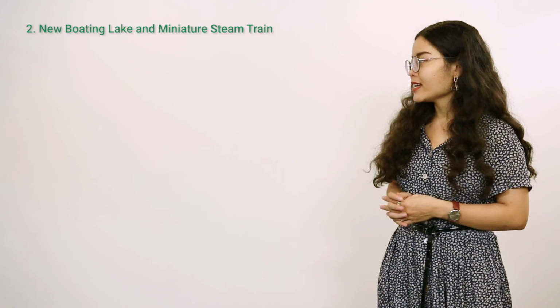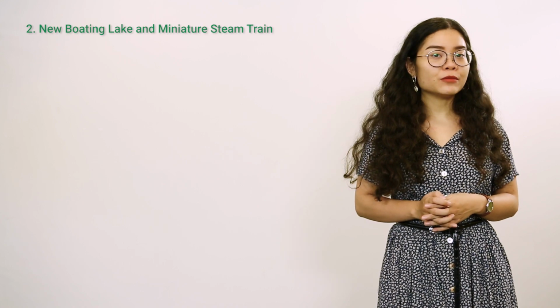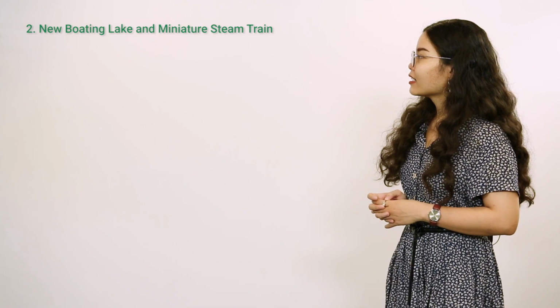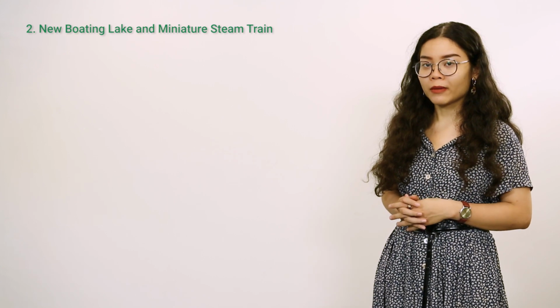All right, so it comes to the second question with 2 answers. What would be yours? My answer is new boating lake and miniature steam train. Let's look at the sentence that identifies these 2 pieces of information. Voted favorite feature for the past 5 years. Our pet area has been knocked off pole position this year by a new boating lake and a miniature steam train.